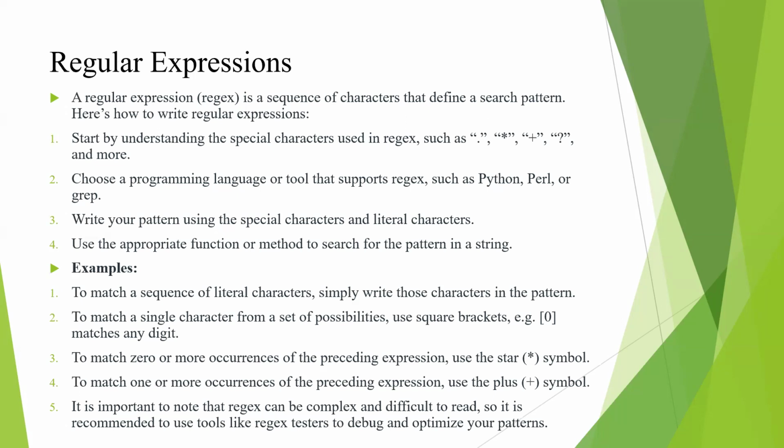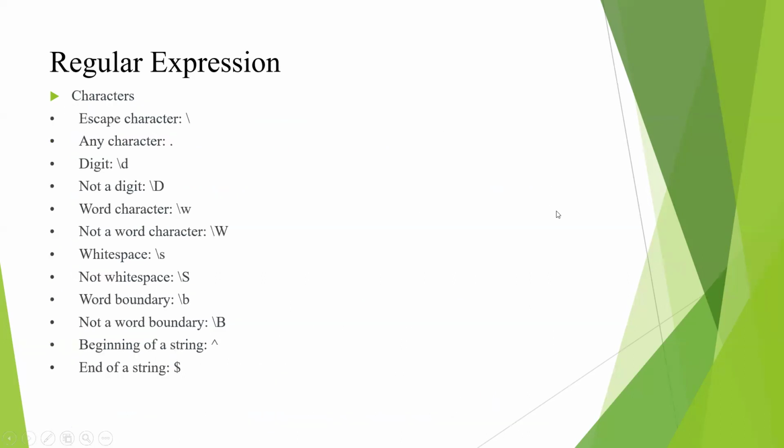To match a single character from a set of possibilities, we can use the square bracket. To match zero or more occurrences of a particular expression, we can use the asterisk symbol. To match one or more occurrences of the preceding expression, we can use the plus symbol. So these are the different examples we can use with regular expressions.